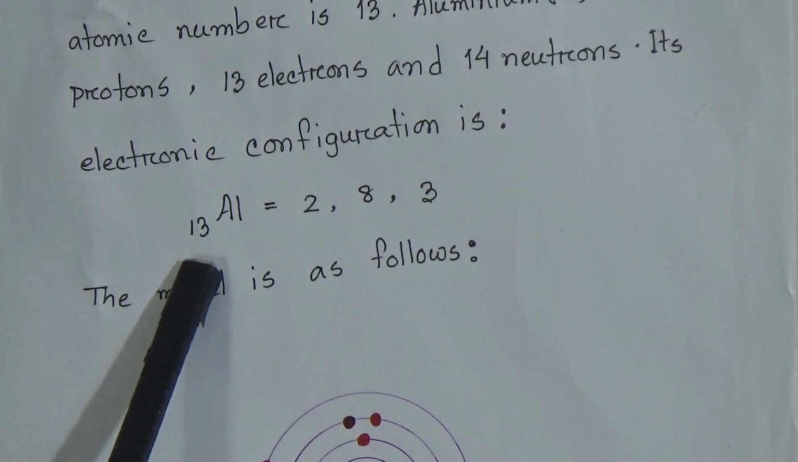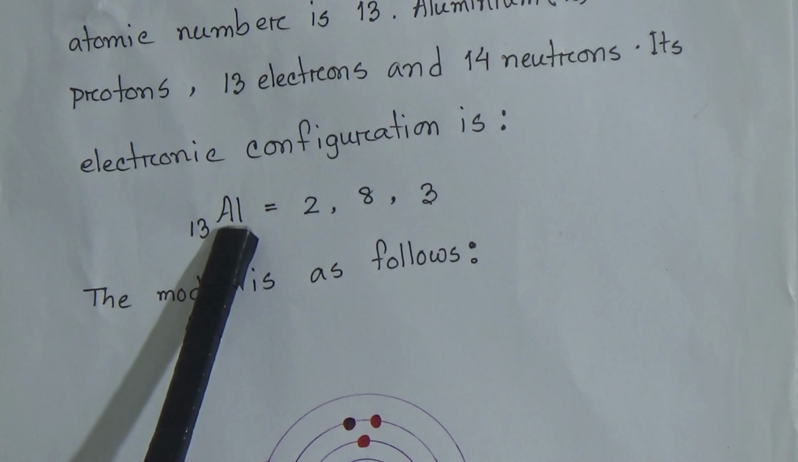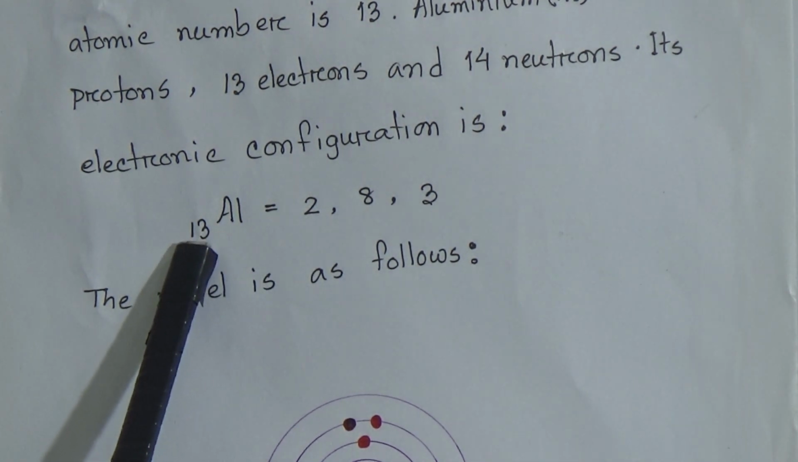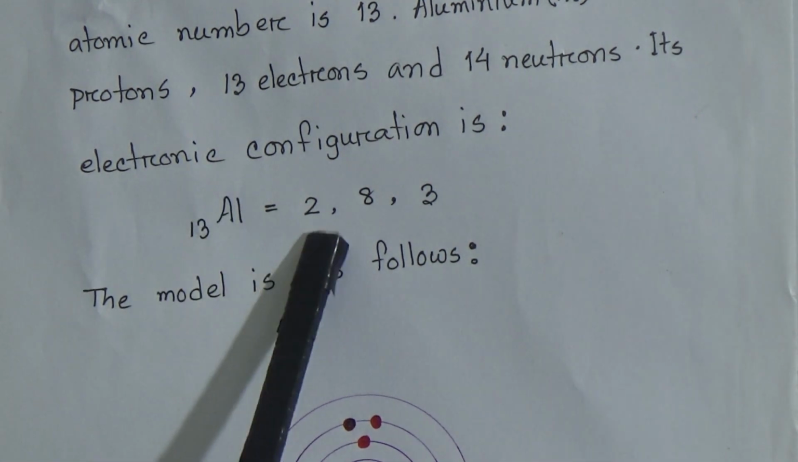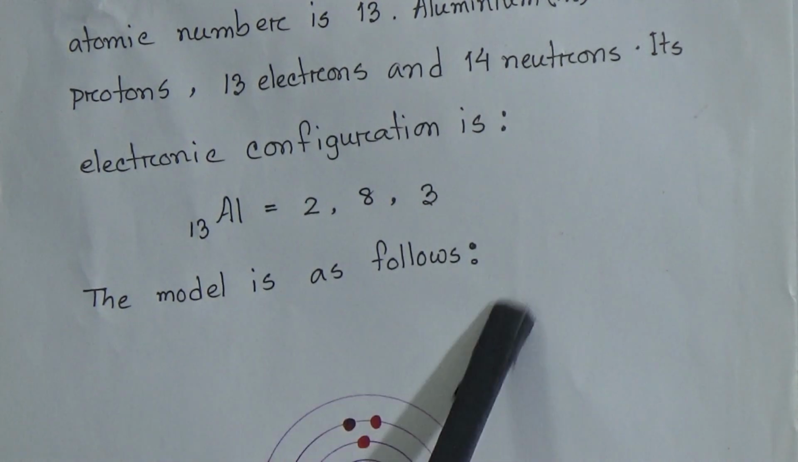Al13. We know the atomic number has to be written in the lower left corner of the atomic symbol. So 13 we have to write in the lower left corner, and it is 2, 8 and 3. The model is as follows.